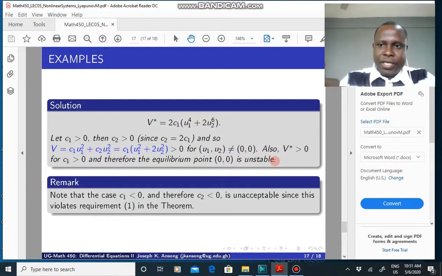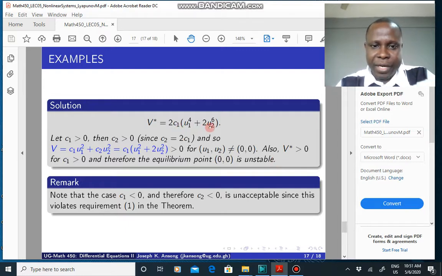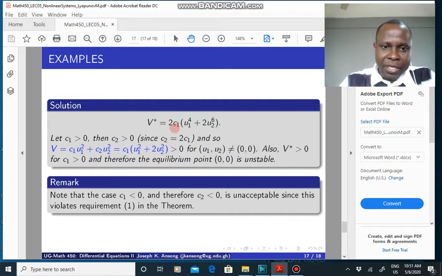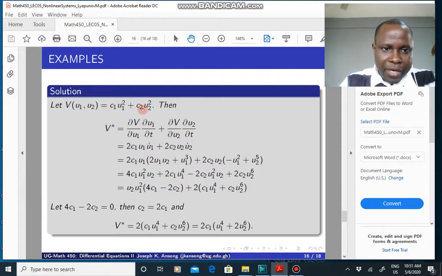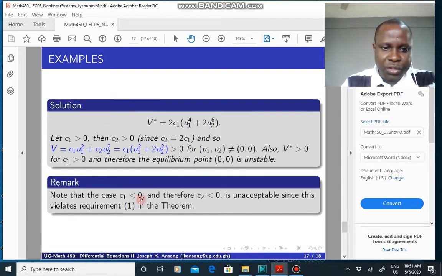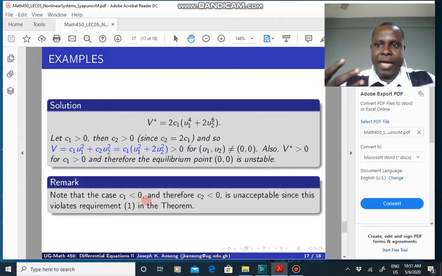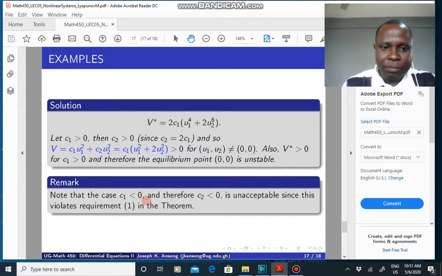So we have constructed a Lyapunov function, which is given by this. And then we choose C1 to be positive. Note that we can't choose C1 to be negative. If we choose C1 to be negative, C2 will also be negative. And if you go back, if C1 and C2 are both negative, your V will be negative away from the origin. But that is against the first statement of the theorem. We want V to be positive, not negative. So that is why we can't choose C1 to be negative. It has to be positive, so that the Lyapunov function is a positive function away from (0, 0).